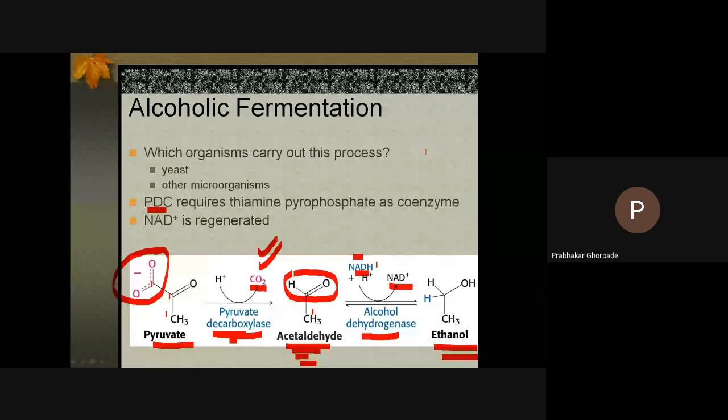Acetaldehyde is formed. What happened to acetaldehyde? Again, yeast has an enzyme, alcohol dehydrogenase. In the presence of NADH, acetaldehyde is converted into the ethanol molecule. That is how we get this ethanol. Sometimes people drink this as a beverage. So this is the production pathway: pyruvate to acetaldehyde, acetaldehyde to ethanol.